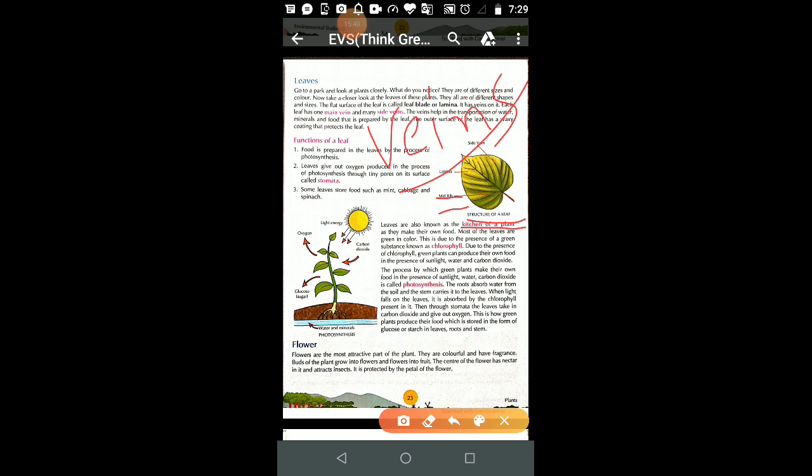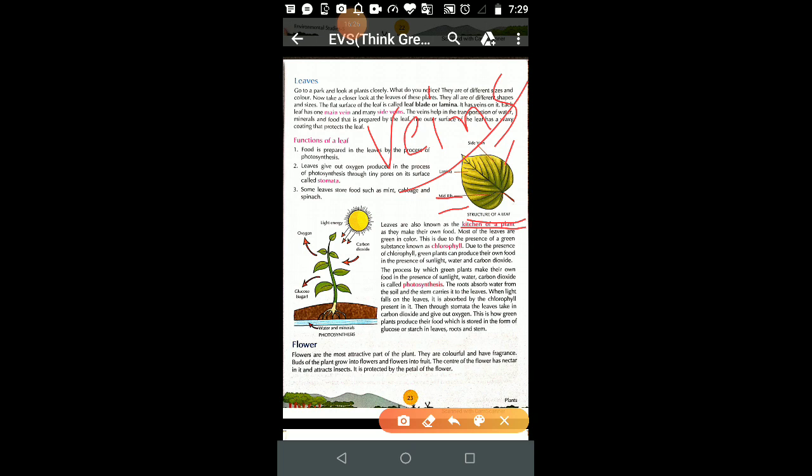Now, from this main vein, student, you will observe a number of side veins branch out from the main vein. See, it is shown here, side vein. If you observe the mid-rib, you will find that a number of side veins branch out from the main vein.